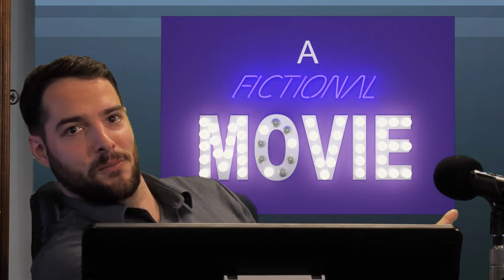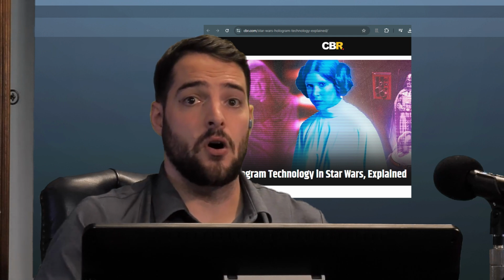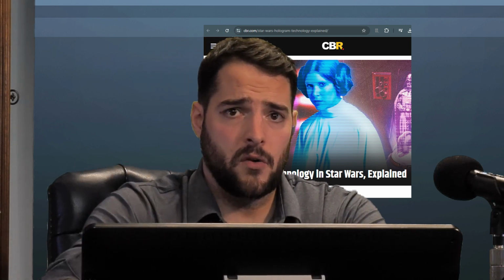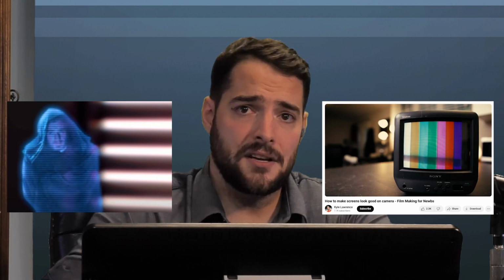But now that I'm looking at it, this interlacing does look a lot like a hologram from Star Wars. You know what? Let's talk about that. Star Wars is, and say it with me, a fictional movie. These holograms in Star Wars aren't real, but they are based in reality. The lines on this fictional hologram are meant to look like scan lines on a CRT.